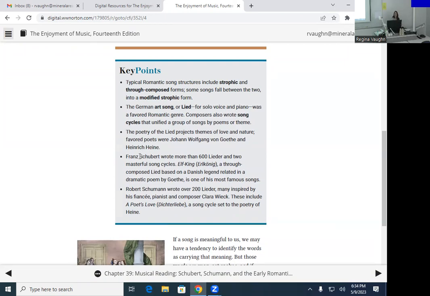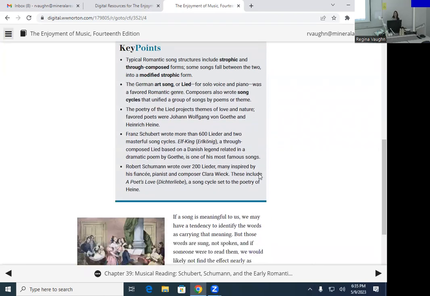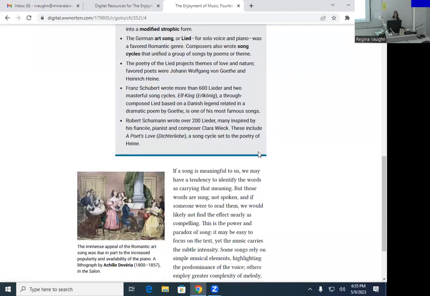Schubert's hero worship was Beethoven. He practically worshipped at the feet of Beethoven. He wanted to be just like Beethoven. He was a fine piano player and an excellent composer, but he never found the critical or economic success that Beethoven found.